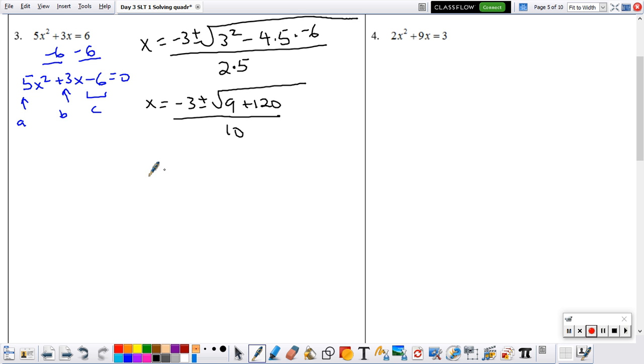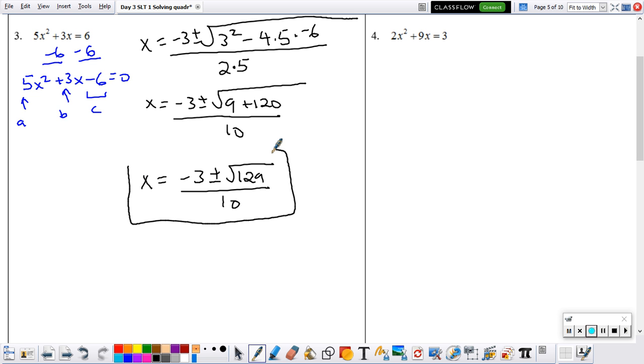So I've got x equals negative 3 plus or minus the square root of 129 over 10. And ladies and gentlemen, put a box around it. It is done. Do not touch it anymore. Now, if the square root of 129 reduced nicely, we would reduce it, but it doesn't, so we're going to leave it. I'm going to work on number 4 silently, so don't look up until you have an answer.